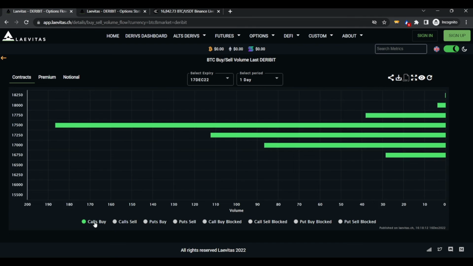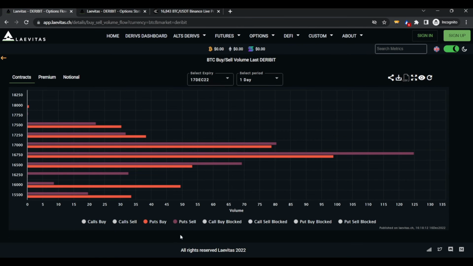Now let's finish this off with looking at what the put action is. So let's go look at where people are selling their puts, where people are buying their puts. It looks like a lot of people shorted puts at 16,750, meaning if price went below that, a lot of them would be hurt. A lot of people shorted puts at 16,500, meaning if price went below, then a lot of them, as you can see, would be hurt.